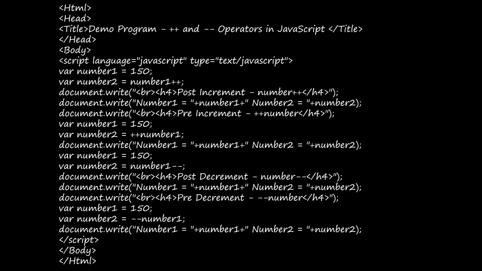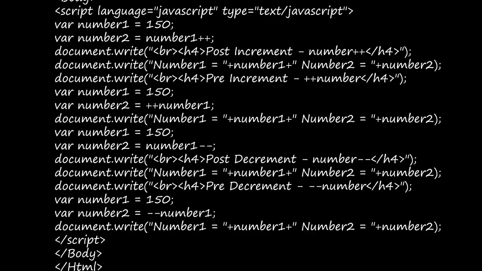And then plus number 1 plus, and then number 2, whatever is inside double quotes will be displayed in the output, right? Number 2 is equal to is also inside double quotes, so that also will be displayed as such in the output, and whatever is given without double quotes, the value of it will be displayed. That means here plus number 1 means, what is the number 1 value? Value of number 1. Here we have mentioned variable number 1 is equal to 150, right? So in the place of number 1, the value 150 will be displayed.